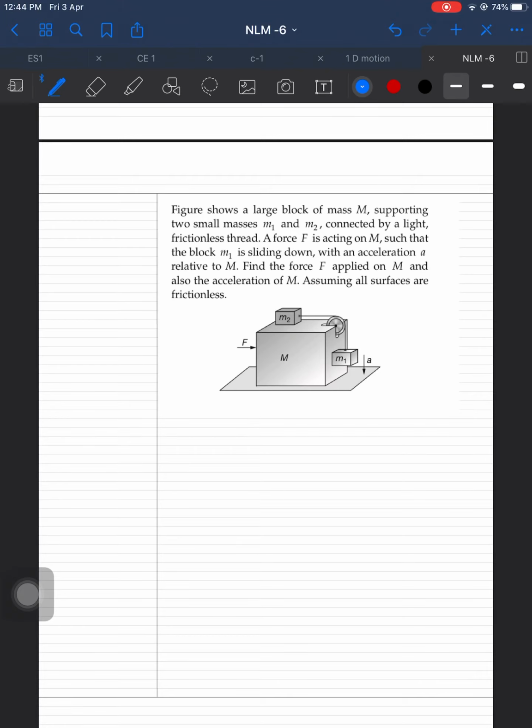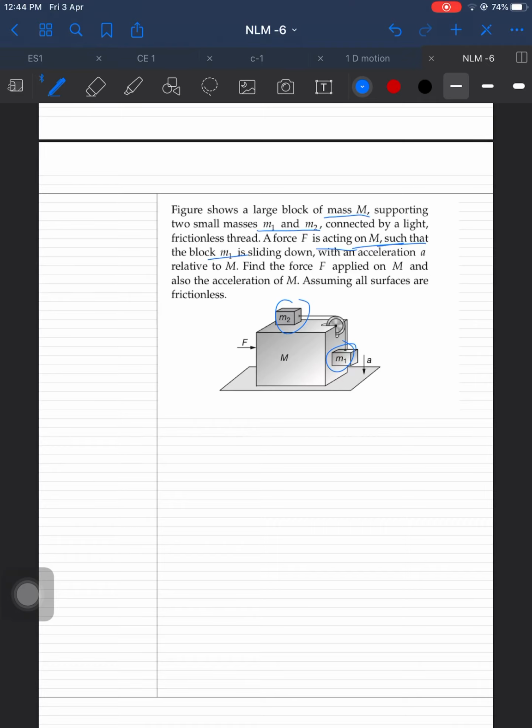Now look at this diagram carefully. There are three blocks on it, one over another. Okay, the figure shows the large block of mass M supporting two small blocks M1 and M2.